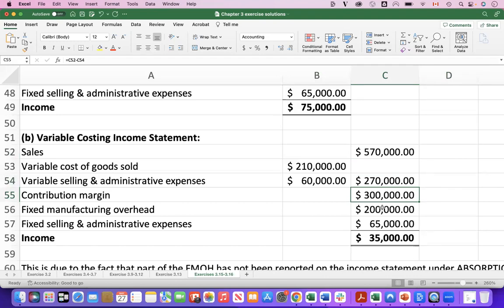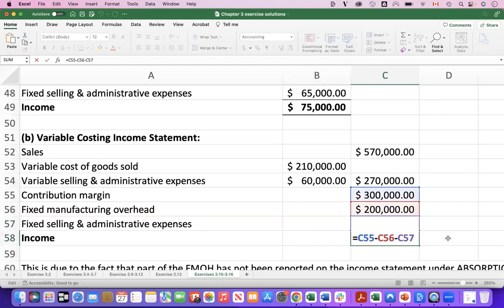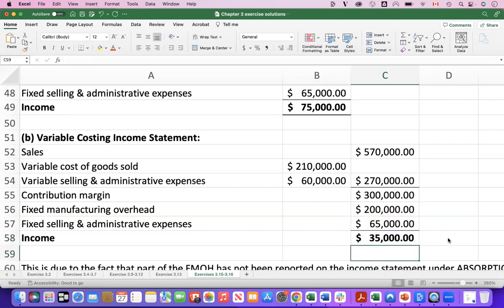Then we subtract out our period costs, or our fixed costs, I should say. Fixed manufacturing overhead, we're going to expense the entire amount under variable costing, so 200,000, and our fixed selling and admin of 65,000. We subtract those two from our contribution margin, we get an income of $35,000.